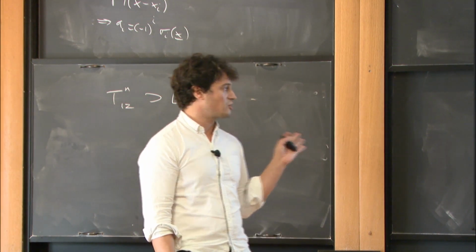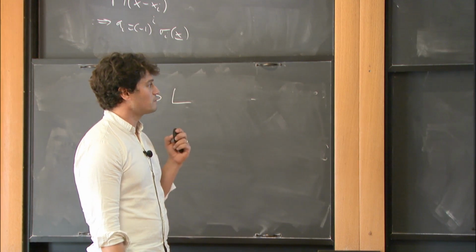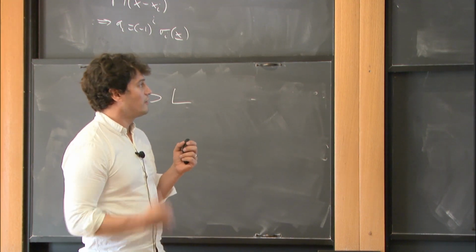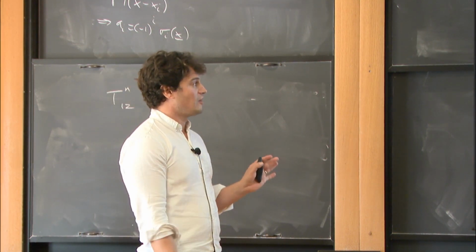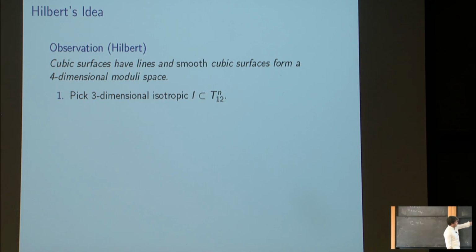And that just cuts Brouwer's bounds in half. Then he sort of keeps doing some version of this. OK. Then Hilbert says, OK, cubic surfaces have lines, and smooth cubic surfaces form a 4-dimensional moduli space. So what you'd like to do is you'd say, well, I have this Schoenhaus quadric. I just pick some 3-dimensional isotropic. And that's where you need n to be at least 9.